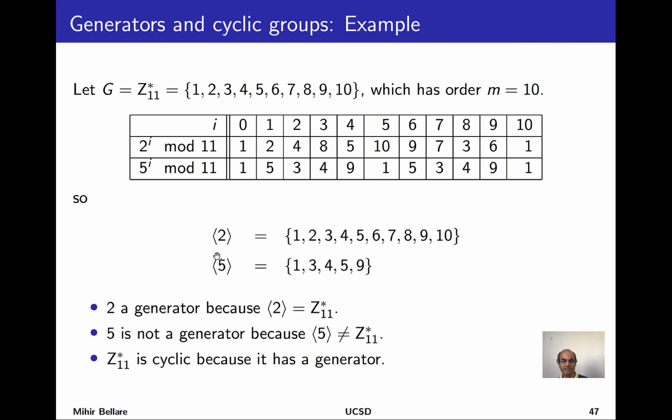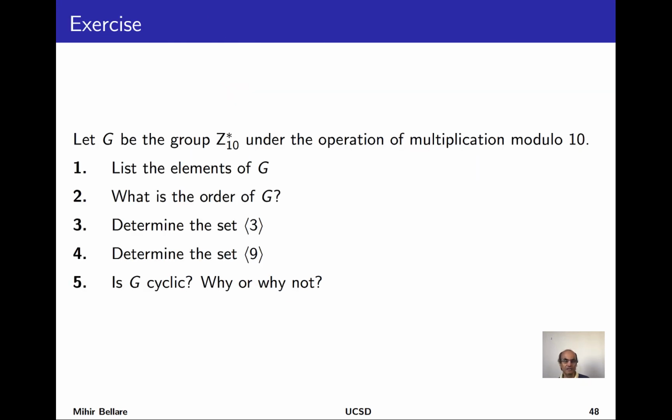According to our definitions, 2 is a generator of the group. Why? Because this set is all of Z star 11. 5 is not a generator because that set is not all of Z star 11. The group Z star 11 is cyclic because I found one example of a generator. I don't care that this one wasn't. So a simple exercise where you can play around with this for some other groups.